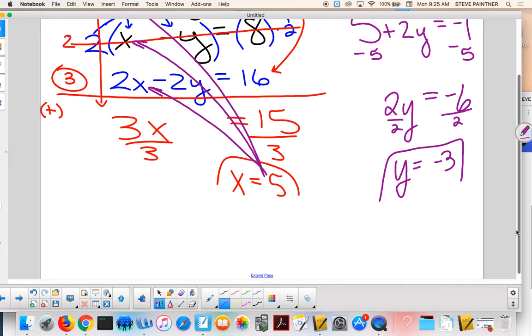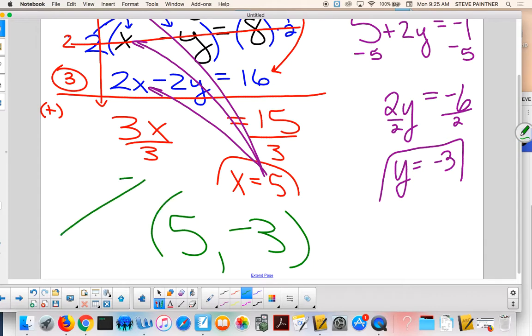I will write that right here. 5 for x, negative 3 for y, and there is the intersection point. Good? Okay. It got a little harder, and it just gets harder and harder as we go. So turn it over, see what happens.